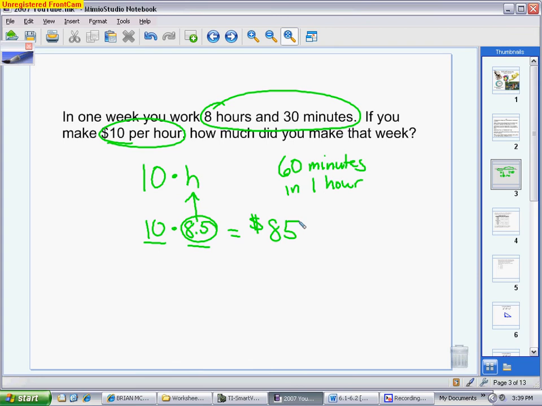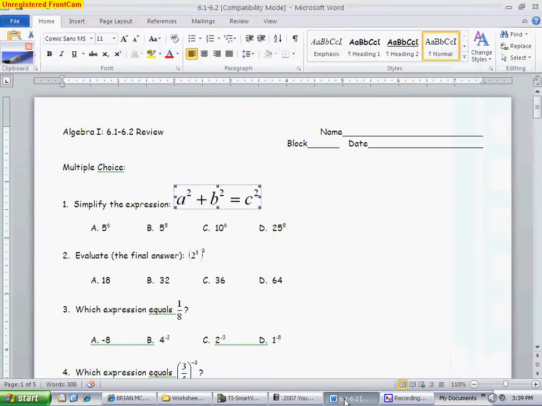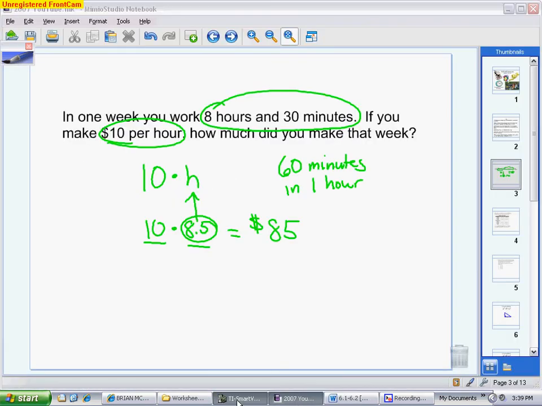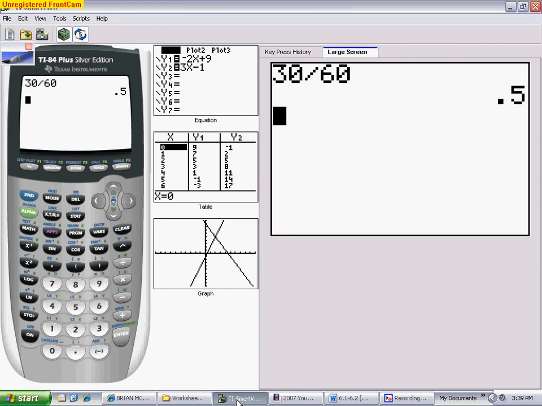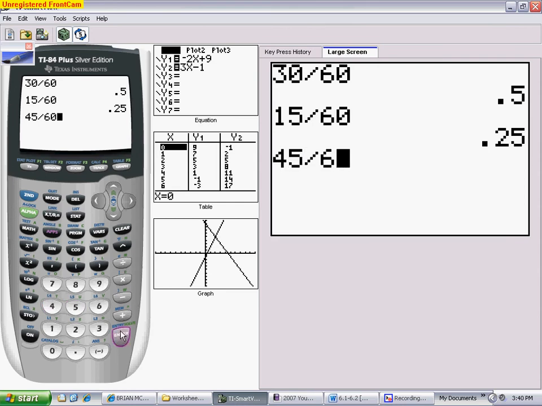Okay, that's the same thing. Let's do some more. Let's say you wanted to do 15 minutes. Well, 15 minutes out of an hour is 0.25, so that would be 0.25 of an hour if you're doing 15 minutes. And same thing with 45 minutes. 45 divided by 60, that's 0.75 of an hour, so on and so forth.